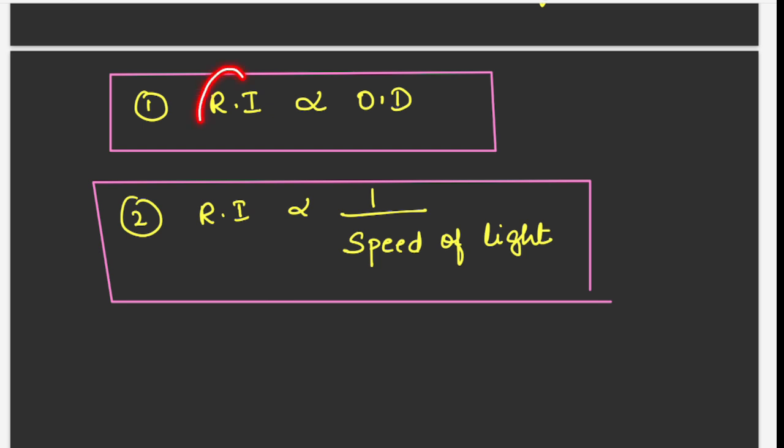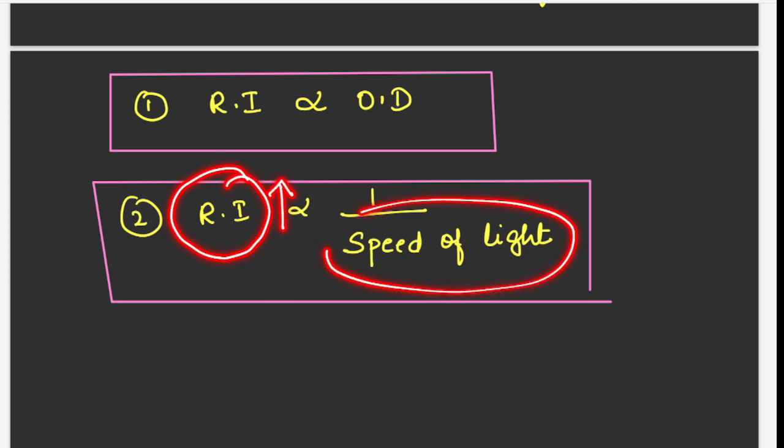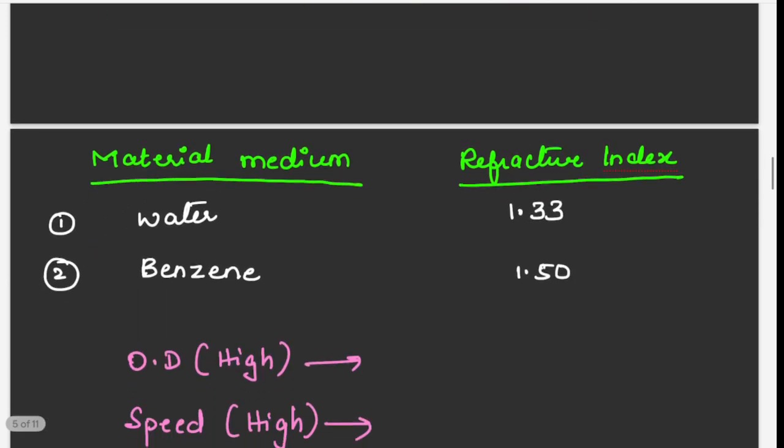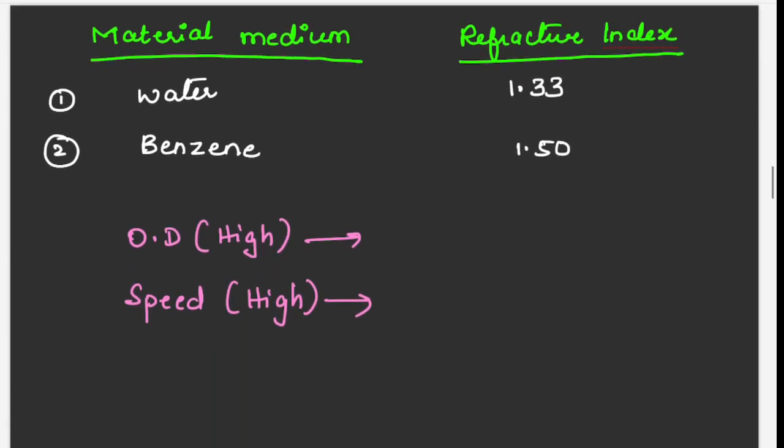We are going to use them to find the speed of light and also the optical density of the medium. The meaning here is, if the refractive index value is more, then the optical density of that medium will also be high. If the refractive index is more, then the speed of light will be less. This is the relation we are going to use. So one example we will take.